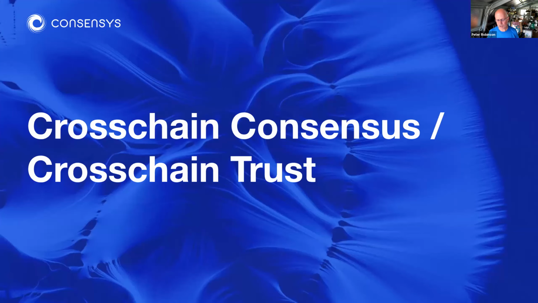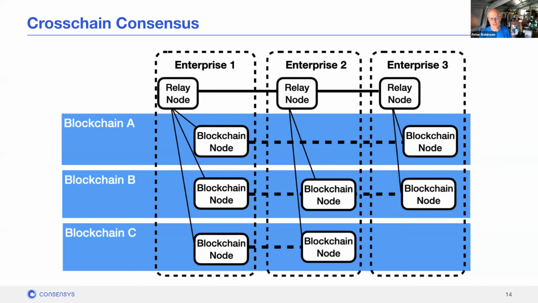So the underlying mechanism that is needed is a way of doing cross-chain trust. And so why cross-chain trust is important is invariably you don't have the same nodes on the same block on all of the blockchains. And so, for instance, Enterprise 2 is on blockchain B and C. Enterprise 3 is on blockchain A and B, but only Enterprise 1 is on all three.